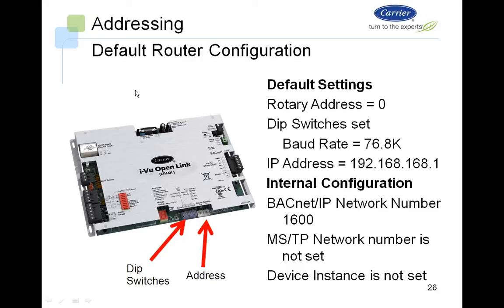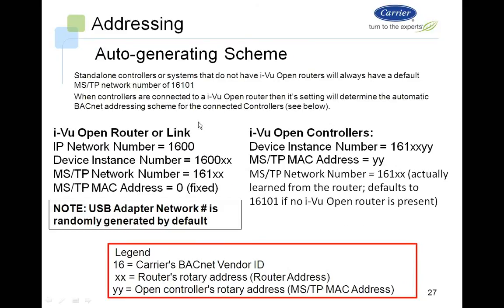Looking at the auto-generating scheme that's used with open routers and controllers, if you have standalone controllers or systems that do not have an open router, they will always have a default MSTP network number of 16101. So the controllers themselves out of the factory always have a network number of 16101 by default. That network number will only get updated when the controllers are connected to an open router, and then it will change based upon what the MSTP network number is of that router.